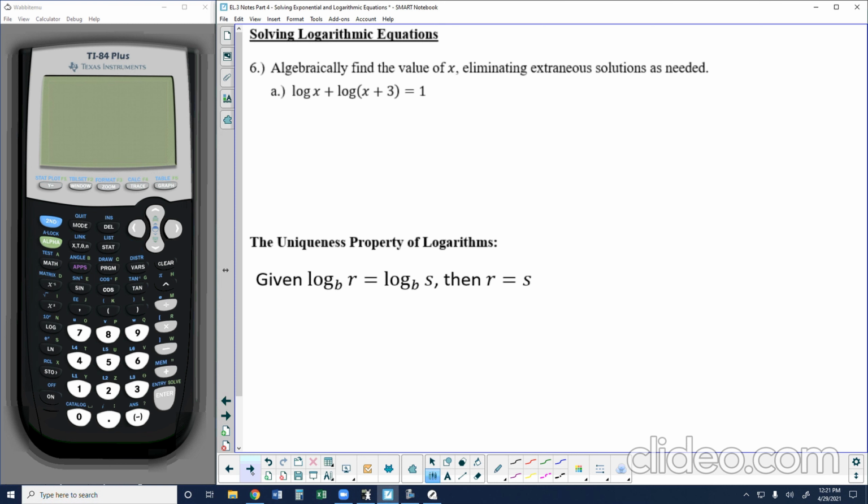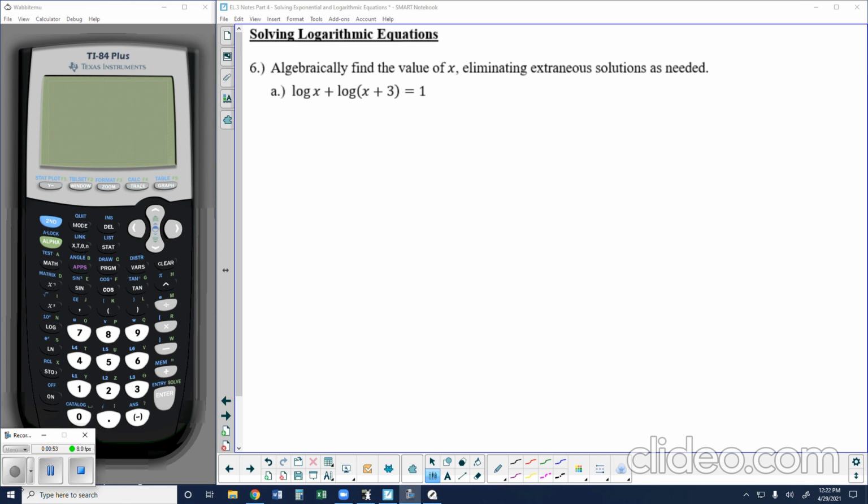So in problem number 6 here, we have an expression where we want to find the value of x, and in the directions it does say that we want to eliminate extraneous solutions. So we can use the fundamental property of logarithms here, but first we see that there are two different logarithmic expressions. So what we want to do is go back to our properties of logarithms, where we know that if two logarithms are being added together, we can multiply their inputs, combining the logarithms, as long as the logarithms have the same base. And in this case, they do.